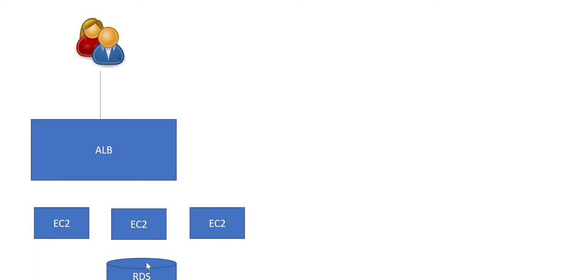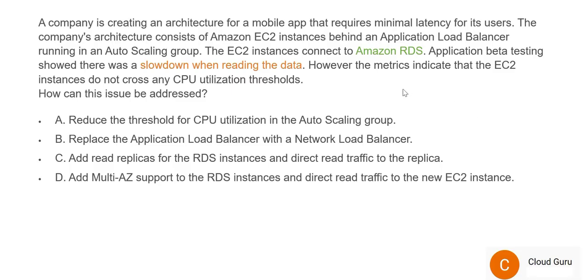So if read is a problem, the problem has to be between RDS and EC2, or something with RDS, because data is stored in RDS. If the read is a problem, that means reading from RDS is a problem. Plus, the question also says that EC2 instances do not cross CPU utilization thresholds.